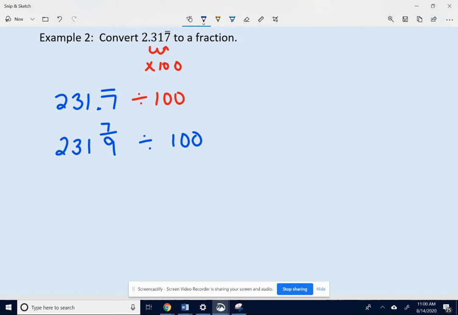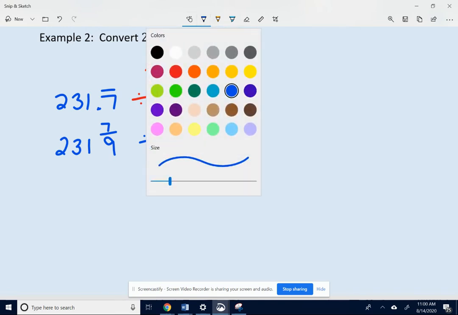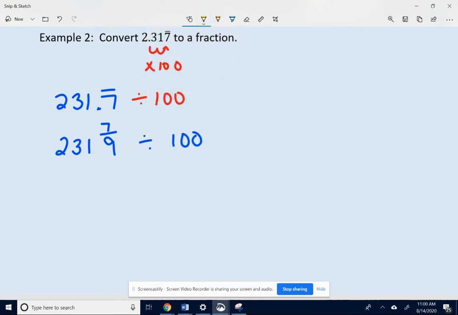We can change both of these into fractions. To take 231 and 7 ninths and turn that into a fraction, we need to multiply the 231 times the 9. I'm using a calculator. And then I'm adding 7. I'm getting 2,079. Then I'm adding 7, and I get 2,086.